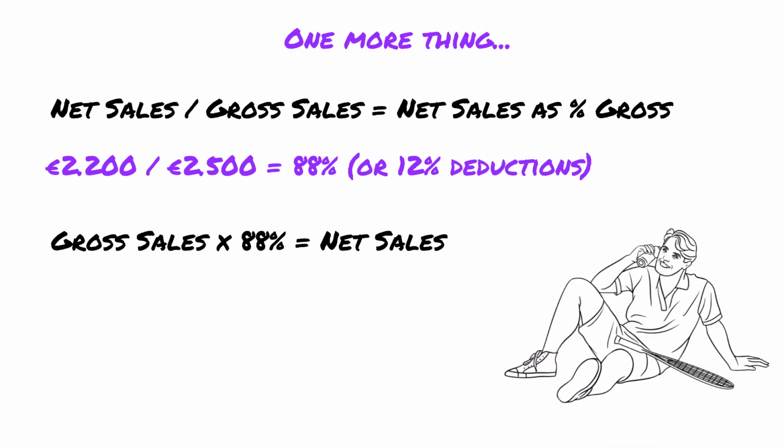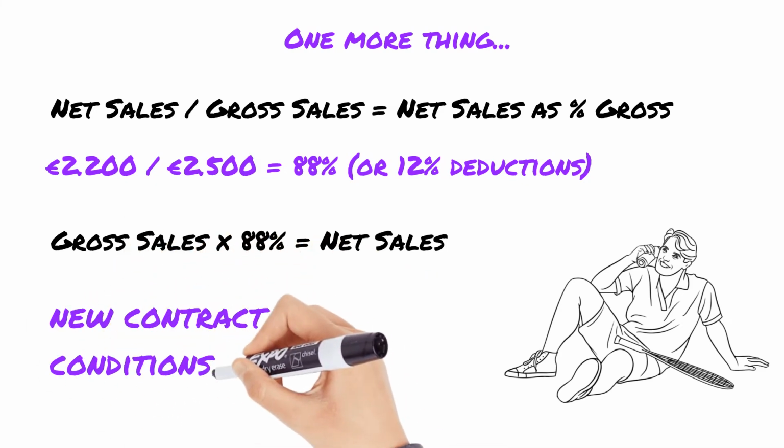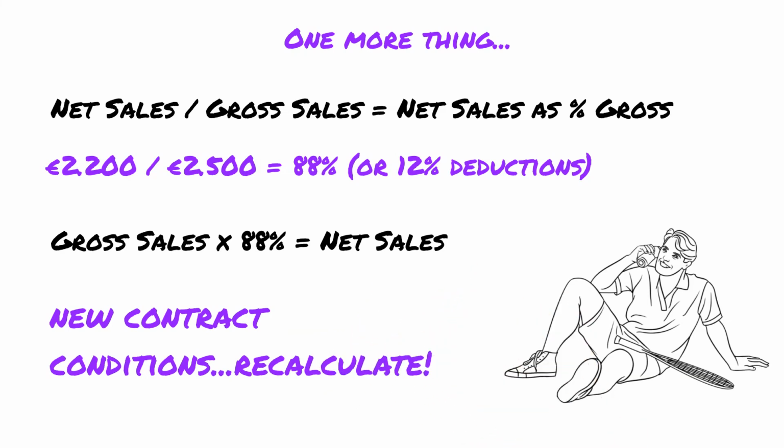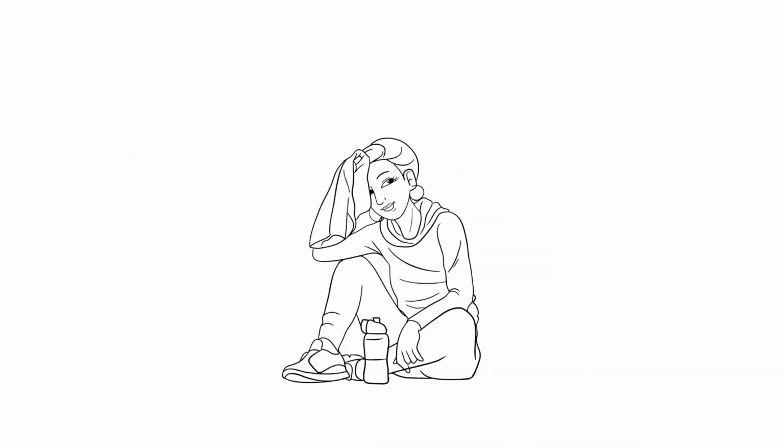This can be done for a product, a group of products, a sales team, a division, etc. Just remember, when you have new contracts, you have to recalculate the numbers. That's net sales in a nutshell.